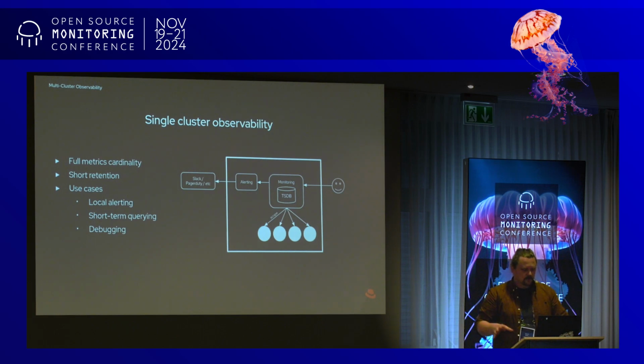So in the single cluster use case, you usually have the full metrics cardinality, but you usually only store it for a short time because you don't want to have large storage provisioning on your single clusters. So the use cases typically are local alerting for this cluster, short-term querying over usually a maximum of 2 weeks or something, and debugging, going into detail, looking into the cluster when something goes wrong.